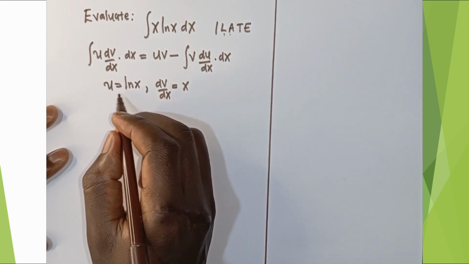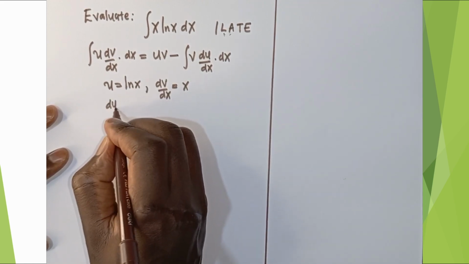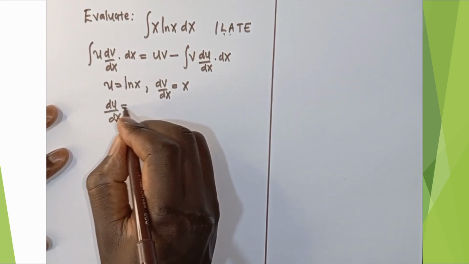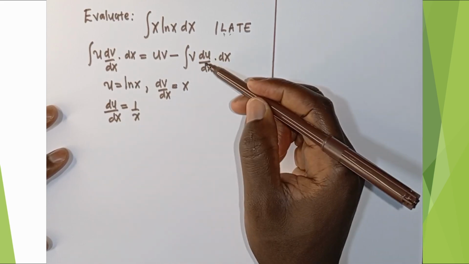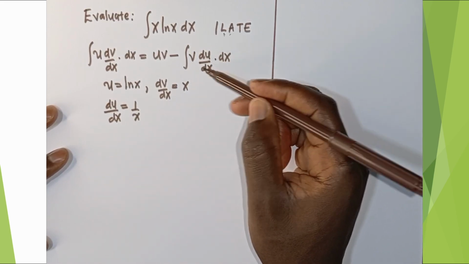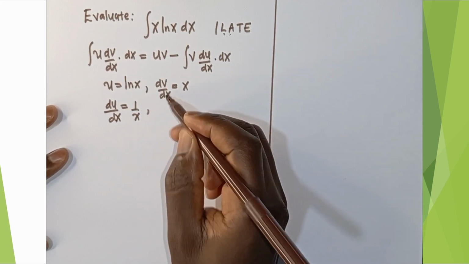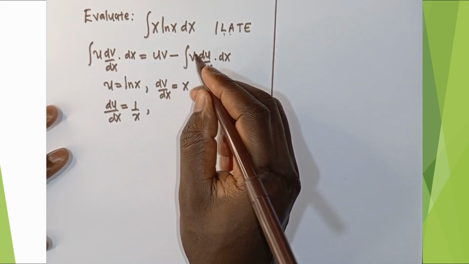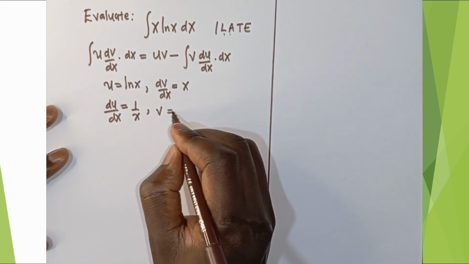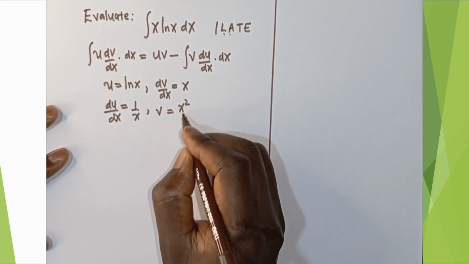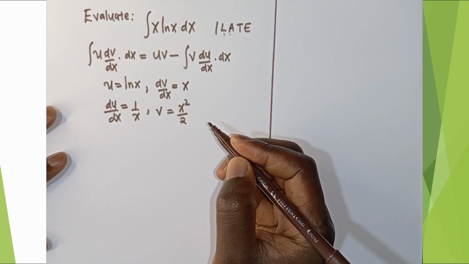So we go ahead to differentiate. du/dx is actually equal to 1 out of x. Why do we differentiate? Because in our substitution we need du/dx. And also, why do we integrate? We integrate because in our expression we shall need v. So when you integrate this, our v ends up becoming x squared out of 2.